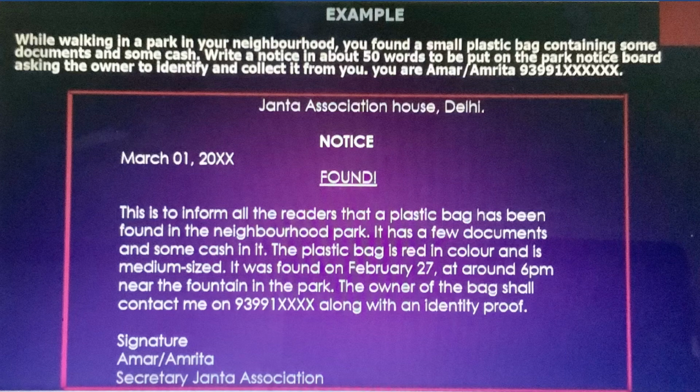So I have not written subject hyphen found. I've just written found. So that is how we are supposed to write. Now, look at the content. The first few words are very important and you are going to start all your notices with this. This is to inform all the students, readers or residents, whatever you are writing as per your question. So this is to inform all. Till here, it will always remain the same.